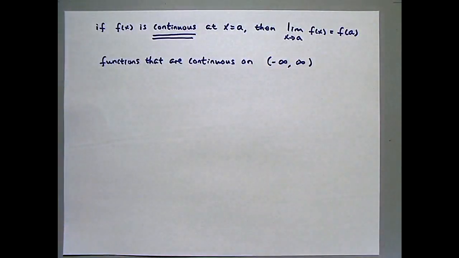Functions that are continuous on all real numbers for one variable function. Okay, so give me a few of these functions that you know. X squared, okay, good. What about x cubed? What about x squared plus x cubed? What do we call that family of functions? Polynomials, good.